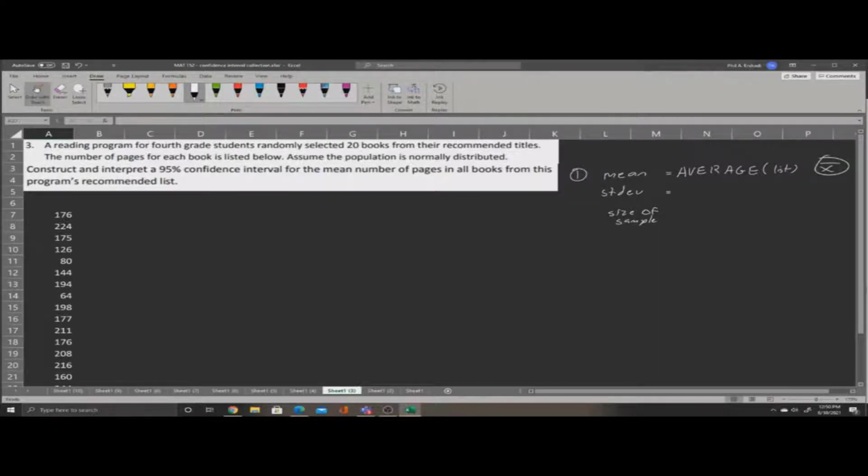The standard deviation will be STDEV.S of the list. We'll call this S. The size of the sample is given to us here in that it says 20 books. But if we didn't know that, we could do equals count and again select the list. This will be our n.